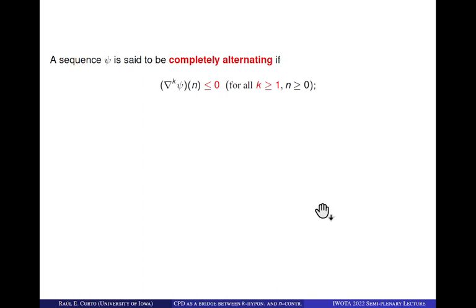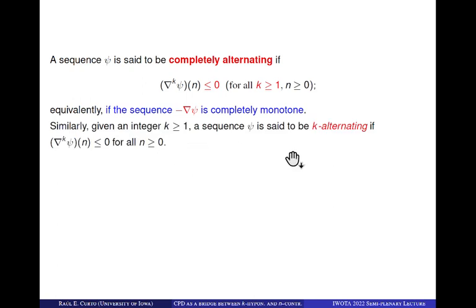Now, a sequence is said to be completely alternating where the inequality sign flips from being bigger than or equal to 0 to being smaller than or equal to 0, but it has to be for k bigger or equal to 1, okay? And equivalently, the sequence minus nabla is completely monotone.